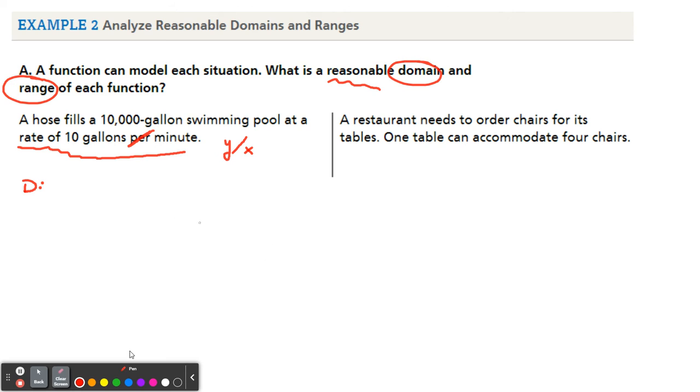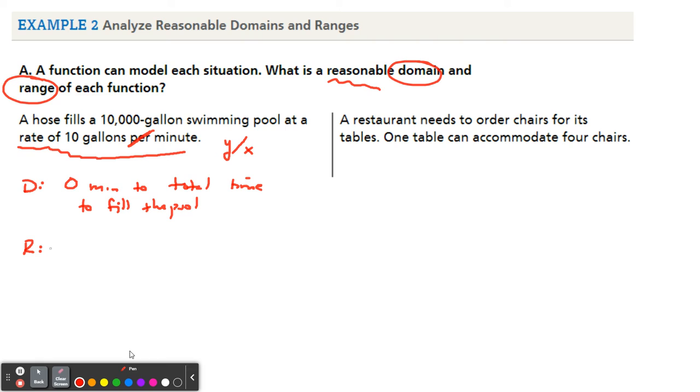So a reasonable domain for this first one is 0 minutes to the total time to fill the pool. So this is really trying to get you guys to pair these vocab words with real-life situations.